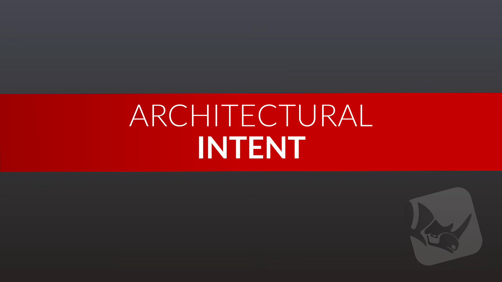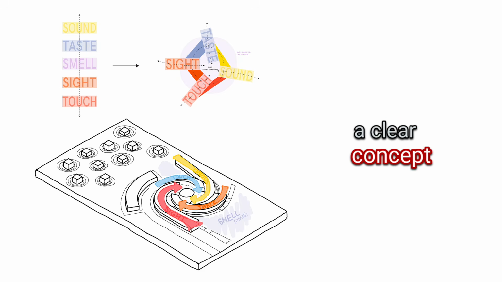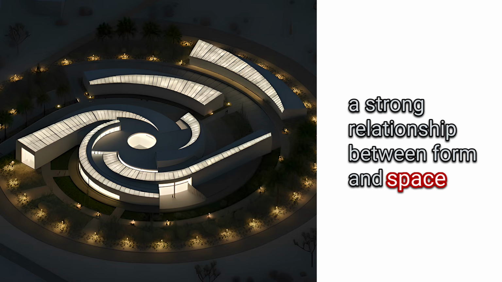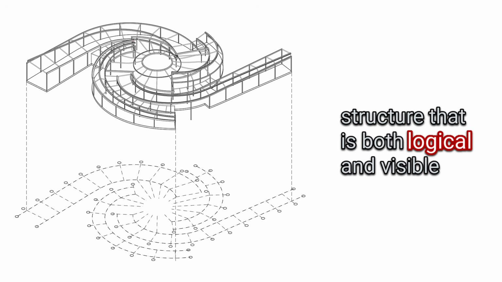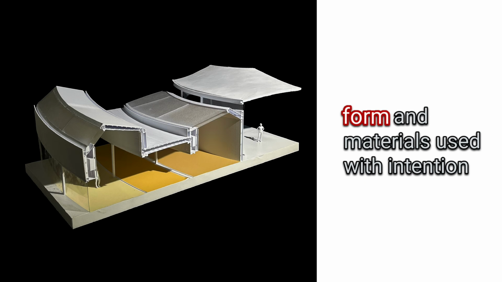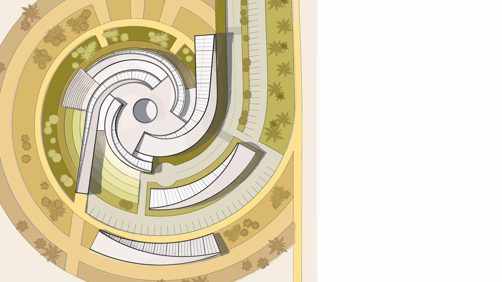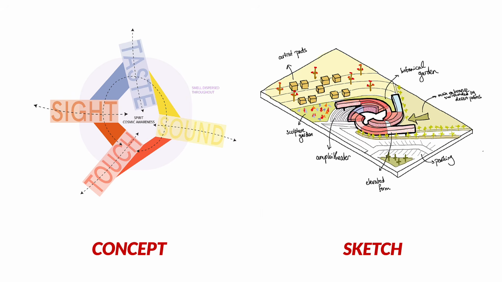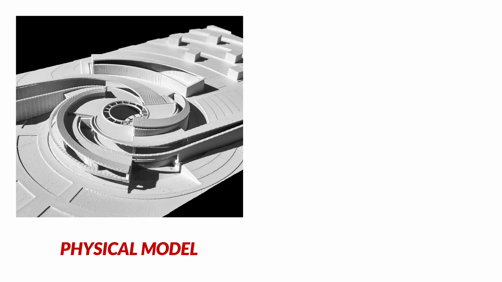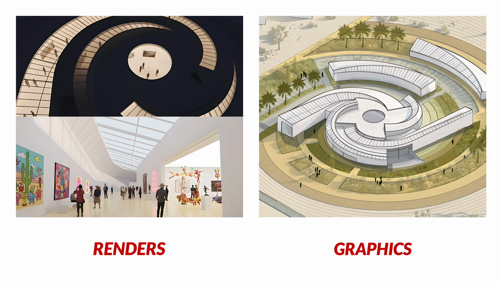What these projects actually have in common is architectural intent, a clear concept, a strong relationship between form and space, structure that is both logical and visible, form and materials used with intention, and drawings that communicate clearly. These projects work because someone made deliberate architectural decisions. The software didn't create the architecture, it revealed it.